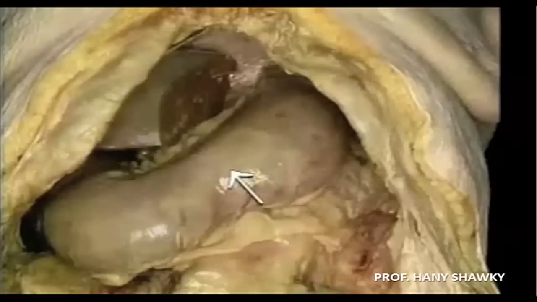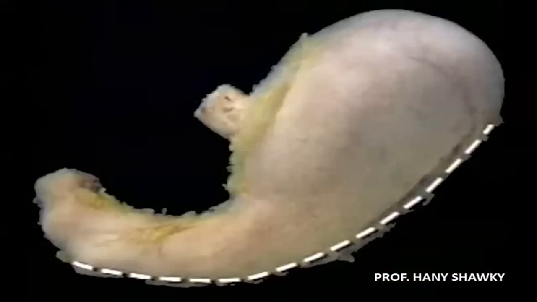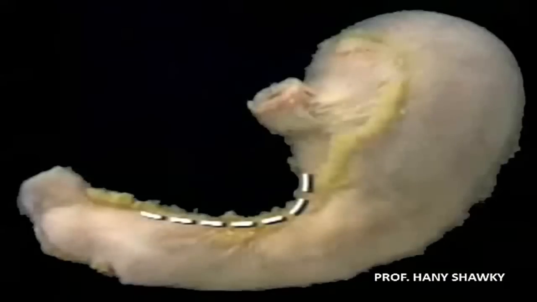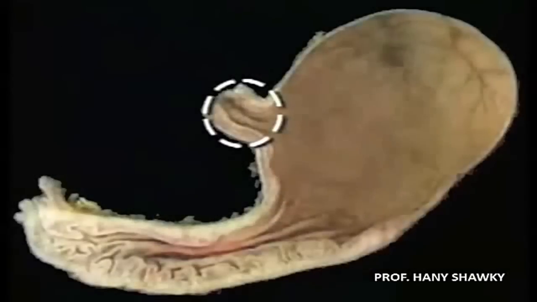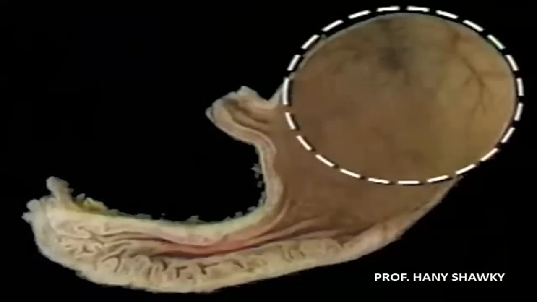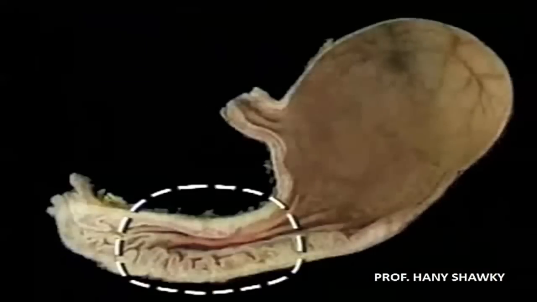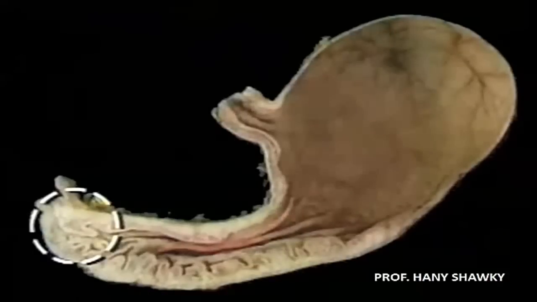Now we will study the abdominal cavity. This is the stomach, the greater curvature, the lesser curvature, the cardia, the fundus, the pyloric canal, and the pylorus.